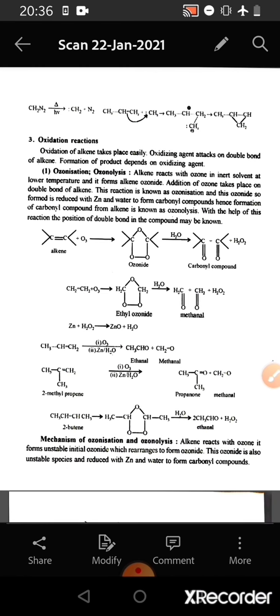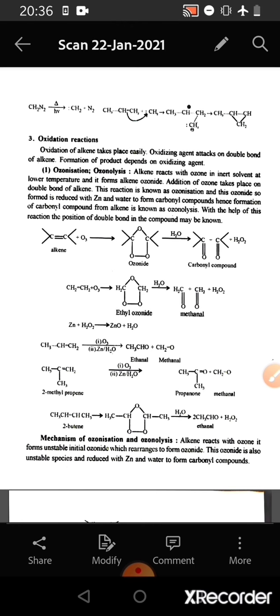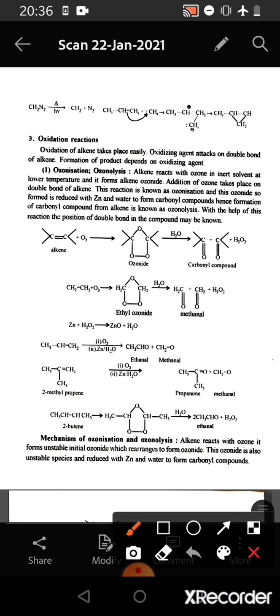Oxidation of alkene takes place easily. Oxidizing agents attack on the double bond of alkene. Formation of the product depends on the oxidizing agent. The first is ozonization, ozonolysis. Alkene reacts with ozone in inert solvent at lower temperature and it forms alkene ozonide. Addition of ozone takes place on the double bond of alkene.